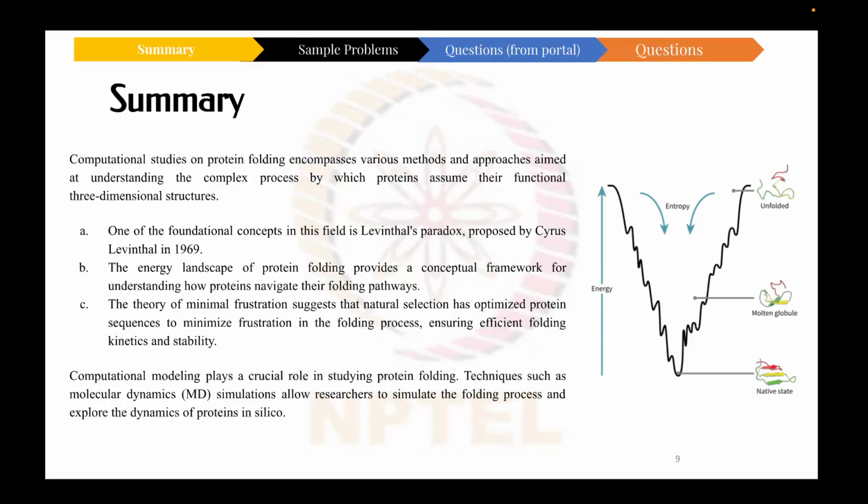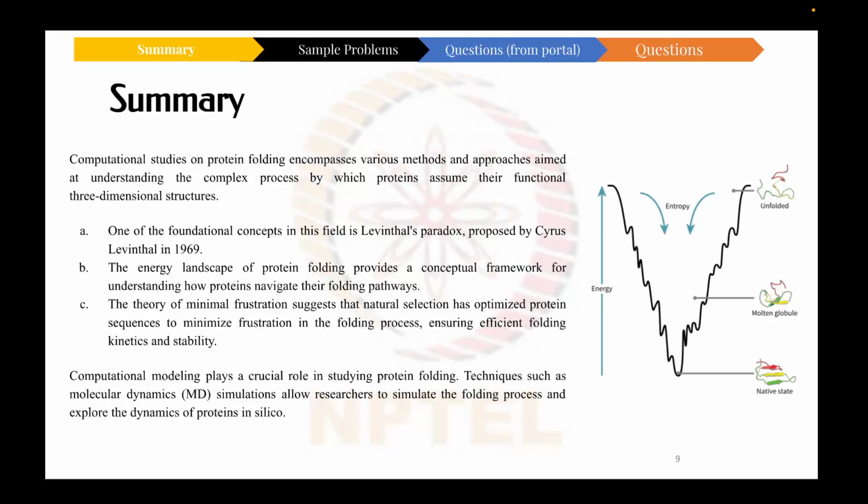The energy landscape of protein folding provides a conceptual framework for understanding how proteins navigate their folding path. According to this view, proteins fold into their native structures through a funnel-shaped energy landscape where the native state represents the lowest energy state. This funnel-shaped landscape allows proteins to explore various folding pathways and intermediates while ultimately converging to the native state. The theory of minimal frustration suggests that natural selection has optimized protein sequences to minimize the frustration of folding processes, ensuring efficient folding kinetics and stability.